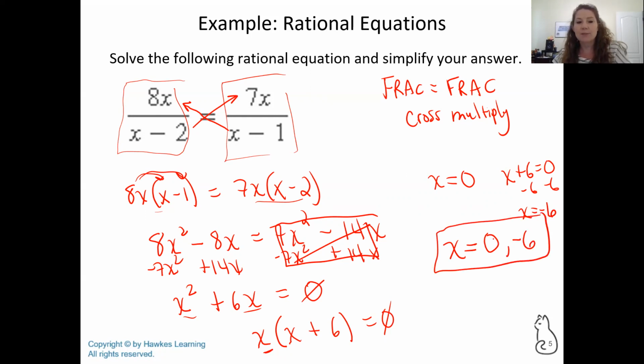And then I'm just going to double check my restrictions. So if I took this denominator, set it equal to 0, I would see that x is not allowed to be positive 2 or positive 1. And that's not what I got. So my answers are good. So always check those restrictions, you guys.